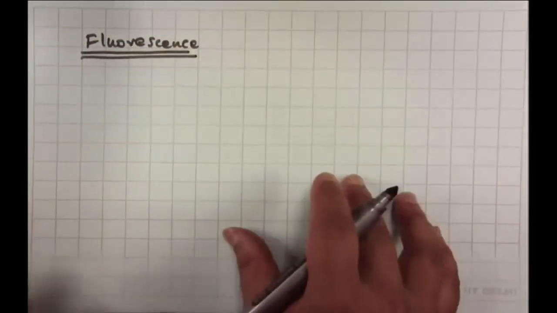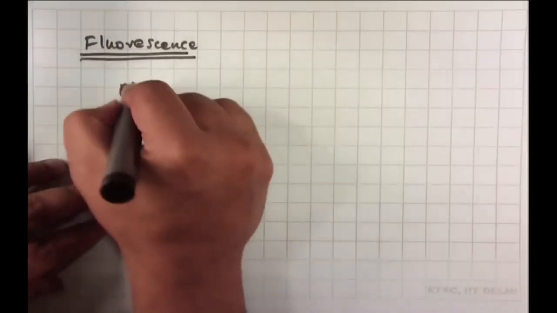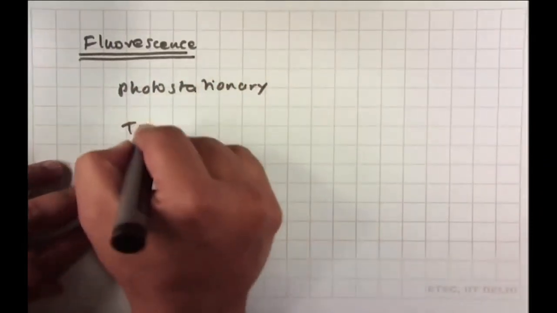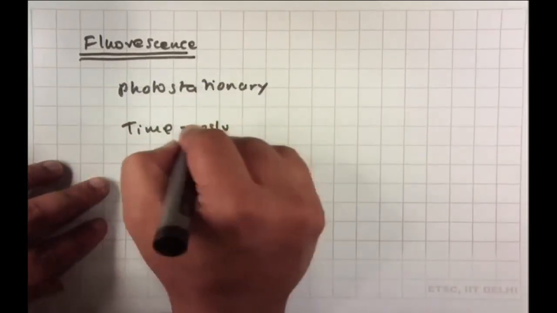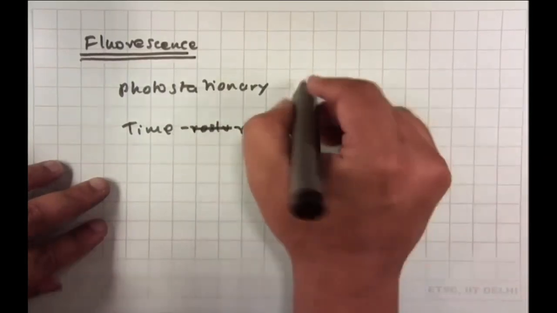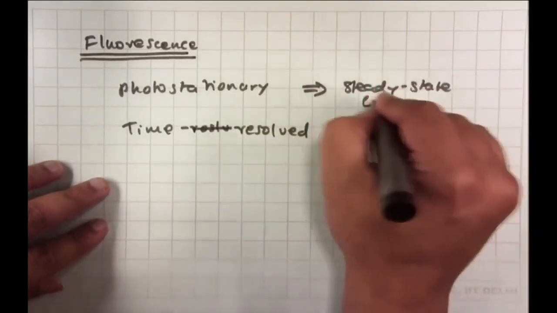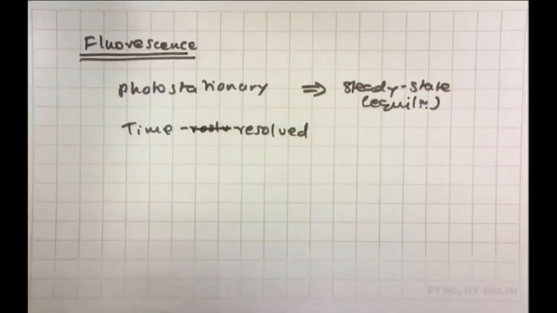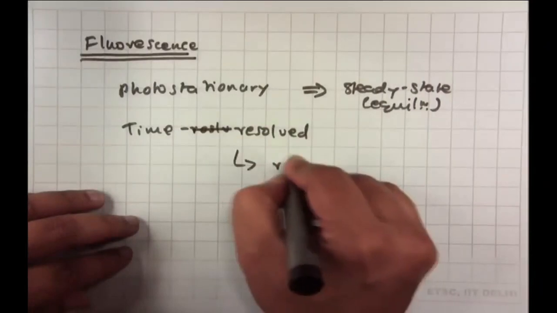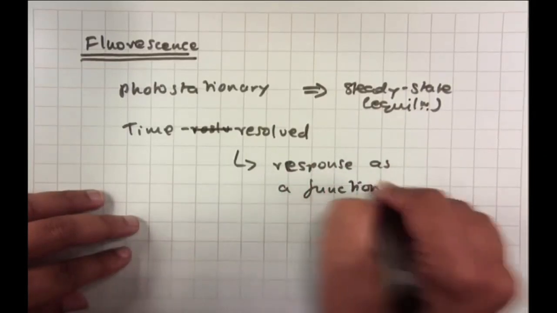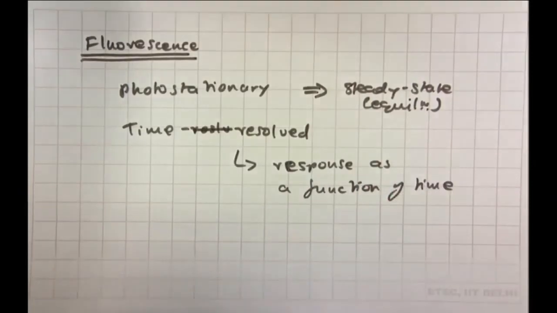So, fluorescence can be observed under two conditions. One is photostationary and the other one is, sorry, this is time resolved. So, this is your steady state measurement, which is equilibrium, and the other one is your response as a function of time. Okay. Now, let us first consider the time resolved case, just for the sake of discussion.